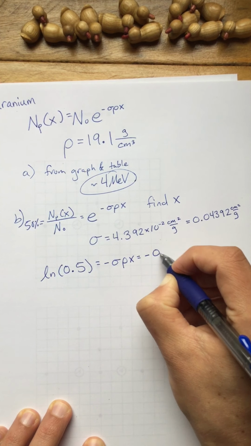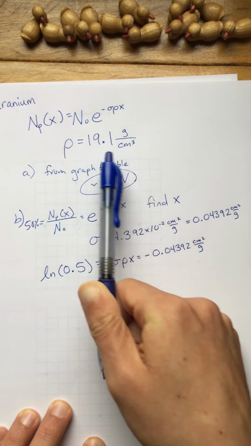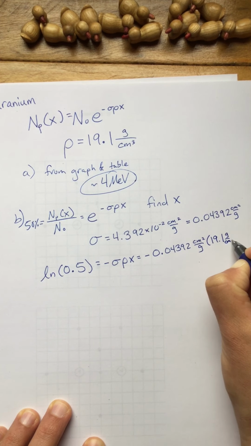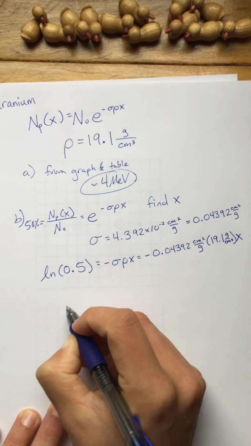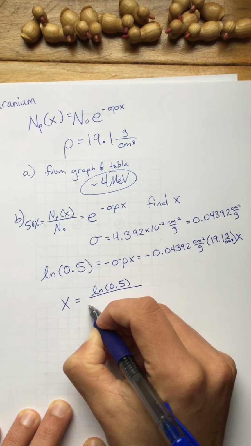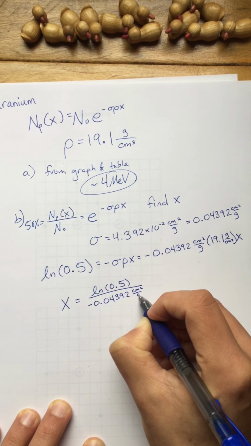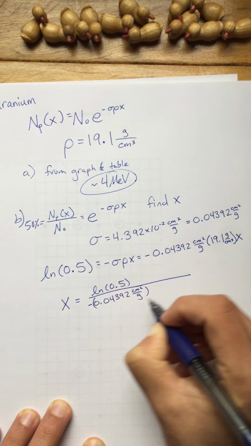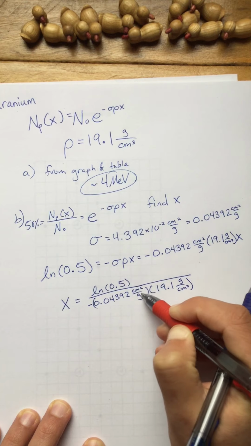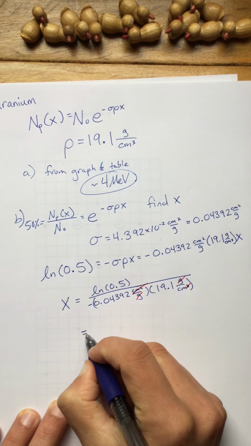Sigma is the cross-sectional area, so that's 0.04392 centimeters squared per gram. Rho is the density, which we found in the appendix. This is 19.1 grams per centimeter cubed times x. Therefore, x must be equal to the natural log of 0.5 divided by 0.04392 centimeters squared per gram and 19.1 grams per centimeter cubed. Grams cancel out. Centimeters squared here cancel out with all but one of my centimeters there. The units will be in centimeters.